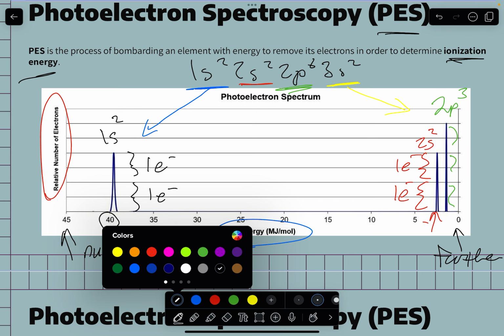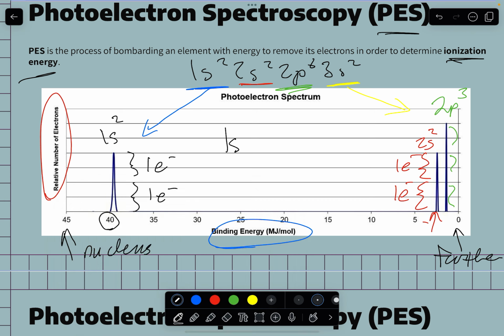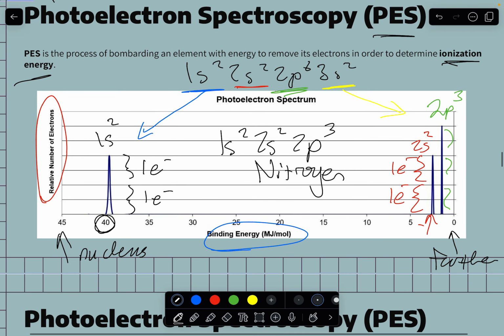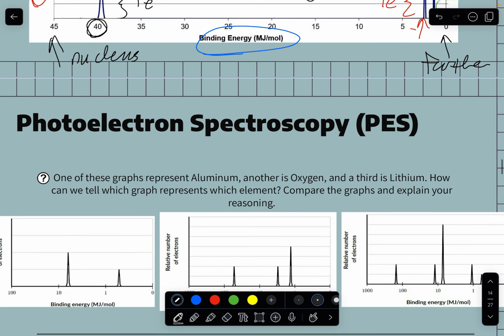So just from this graph, we can tell our electron configuration is 1s2, 2s2, 2p3, and that element with 2p3 is going to be nitrogen, right? So just from this spectrum, I can tell you the electron configuration, I can tell you what element I have, I can tell you about the bonding energies, and when I compare atoms, which one needs more energy, which one needs less energy. There's a lot you can do with these PES, okay?